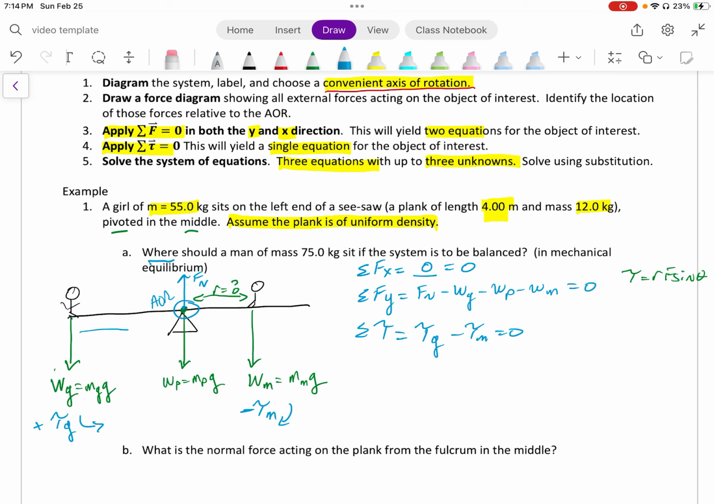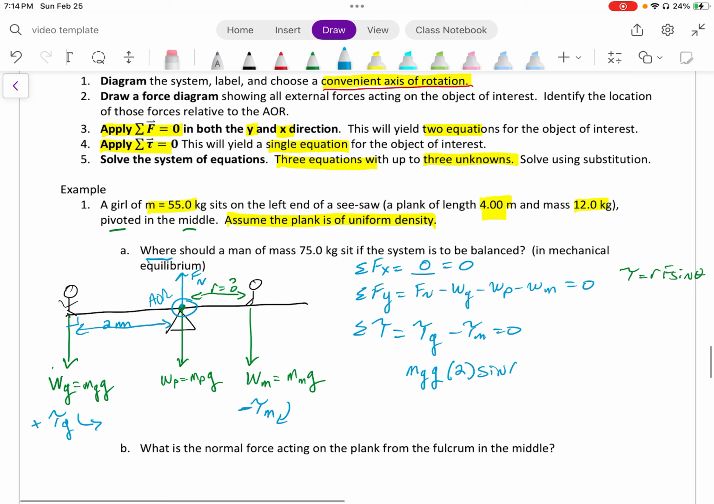By the way, we know that the girl is how far away from the center? 2 meters, because she's exactly on the end, and the pivot point is in the middle, so 4 divided by 2 is 2. So we can go ahead and expand this torque equation for the girl. It would be the weight of the girl, so mass of the girl times little g, times her distance away from the axis of rotation, which is 2 meters, times sine of the angle that is made between the r value and the force, which is 90 degrees.